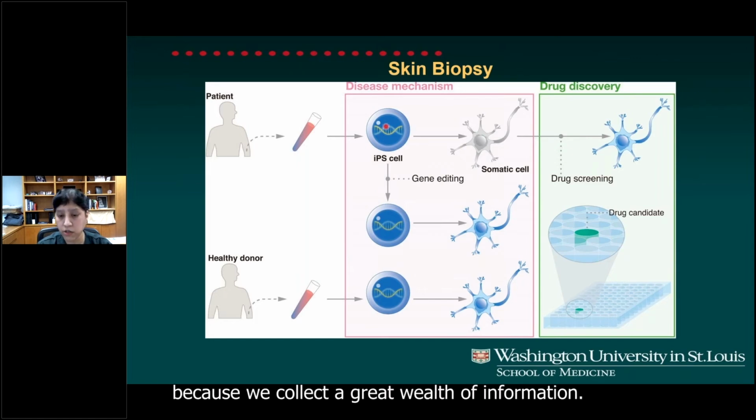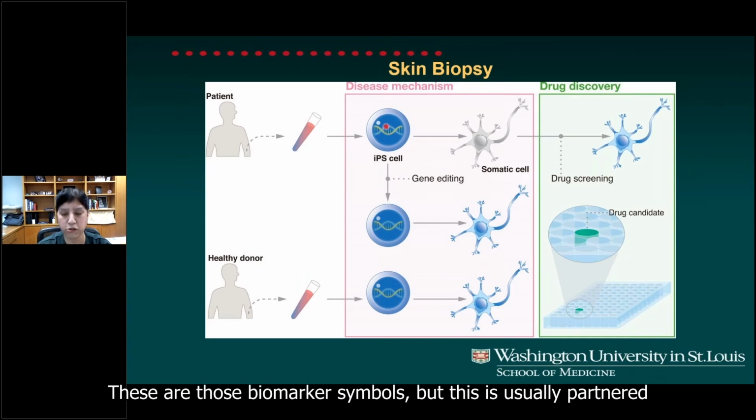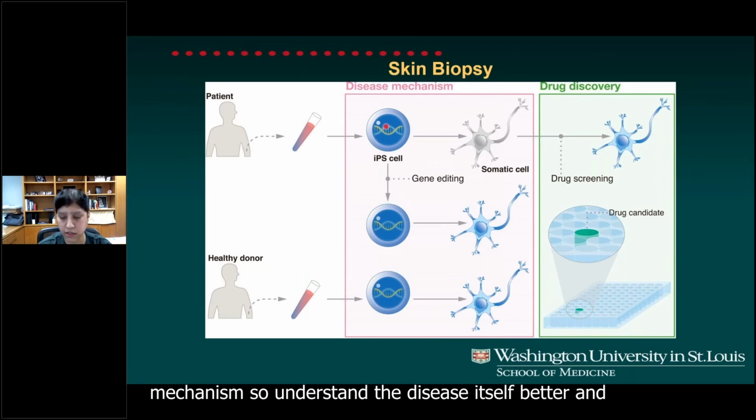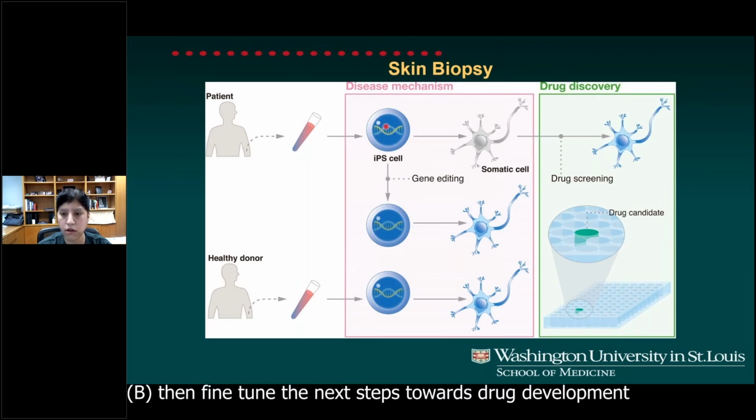Now, these aren't separate from other information we're collecting at the same time. These are those biomarker and biosamples, but this is usually meshed and partnered with your clinical exam, your history, paper and pencil testing, your neurological exam, and so forth. So it's a huge database of information that we can put together and make sure that moving forward, we understand the disease, as in the middle panel, disease mechanism, so understand the disease itself better, and then fine-tune the next steps towards drug development and therapies.